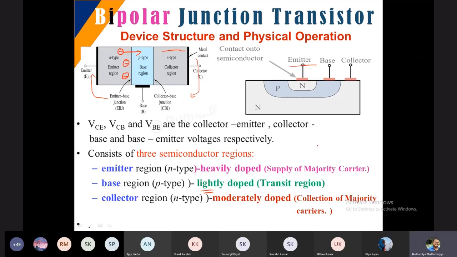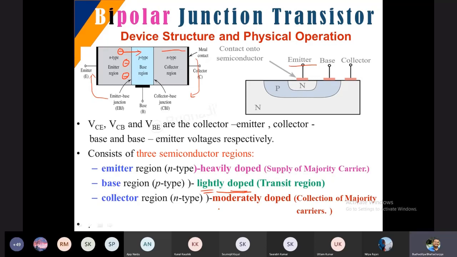Thin, because if it is thin, and you are applying a voltage, there is a high chance that all the electrons from the emitter will cross over to the collector very easily. And lightly doped, because if it is not lightly doped, the holes of the P-type material will recombine with the majority of the electrons from the emitter side. Hence, the supply of electrons towards the collector will be heavily affected. So that is why the base is always kept lightly doped.